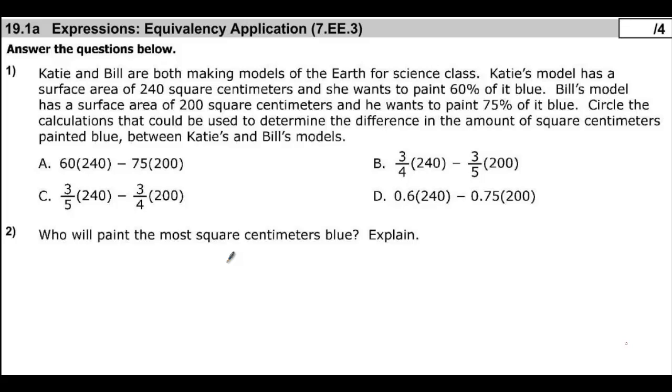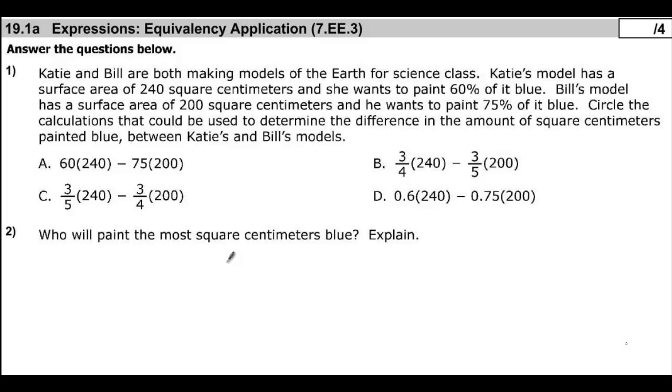Okay, we're into our first video for 19.1. This is expressions with equivalency applications. So in these problems, what we're asked to do is take some information, figure out which of a series of expressions could satisfy that, which of a series of expressions are the same as what's in all the words, and then answer a question.